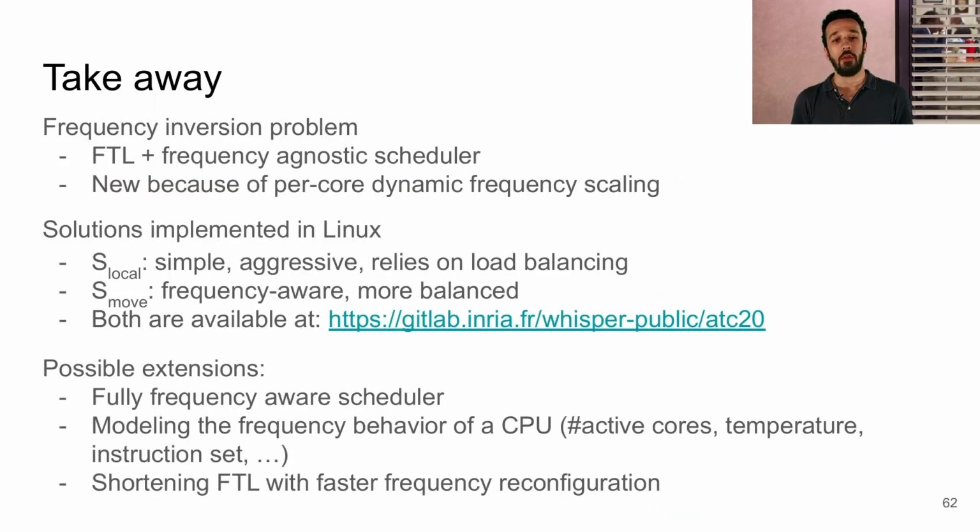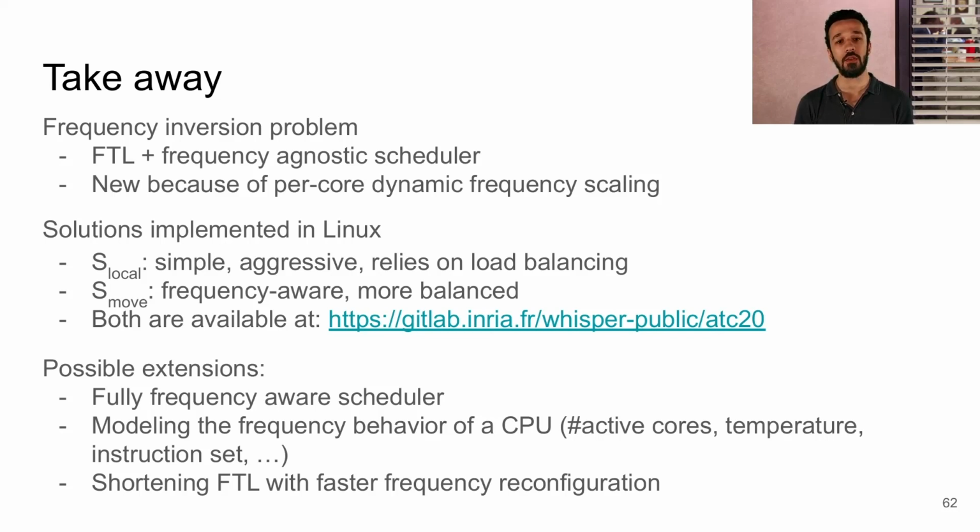To summarize our work, we present the frequency inversion problem that stems from long frequency transition latencies, frequency-agnostic schedulers, and per-core dynamic frequency scaling. We propose two solutions, S-local and S-move, that we implement in Linux and thoroughly evaluate. Both strategies are publicly available on our GitLab at this address. We also identify and discuss future work.